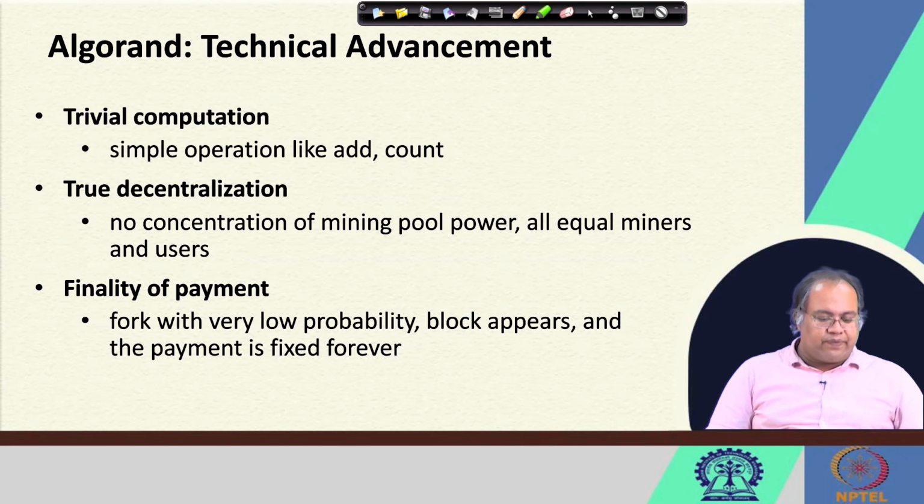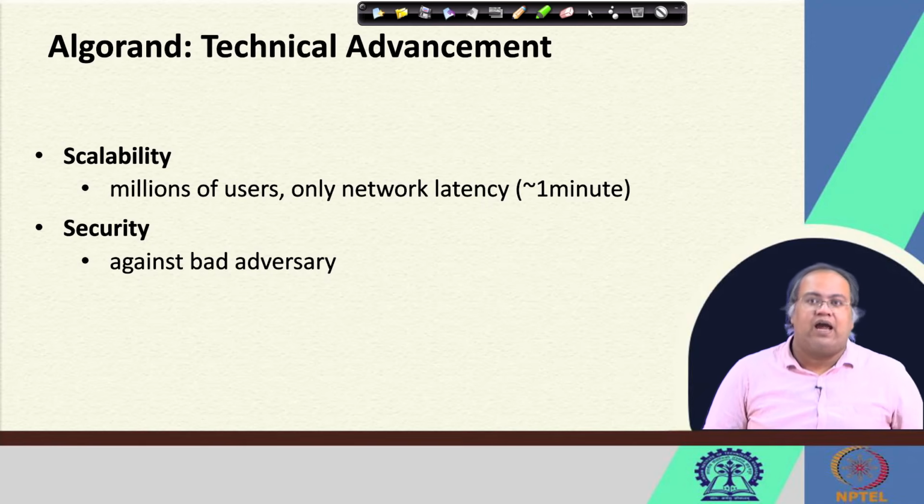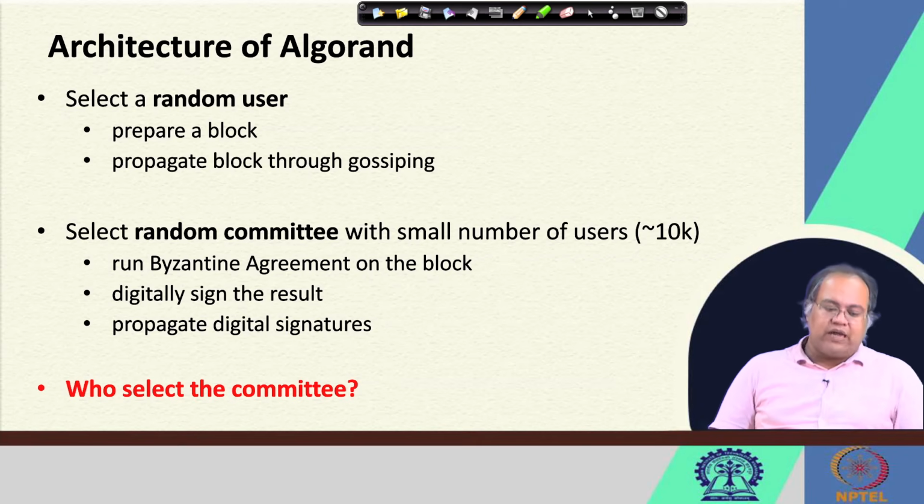Then it supports scalability. It can support millions of users, limited only by the network latency, that means around 1 minute it takes to add every block, and it provides security. So, it is safe against a bad adversary, because the fundamental principle that it uses is the Byzantine agreement protocol. As I mentioned, the question comes, what magic does Algorand do to scale up the Byzantine agreement protocol? If you look into the architecture of Algorand, it is fairly simple.